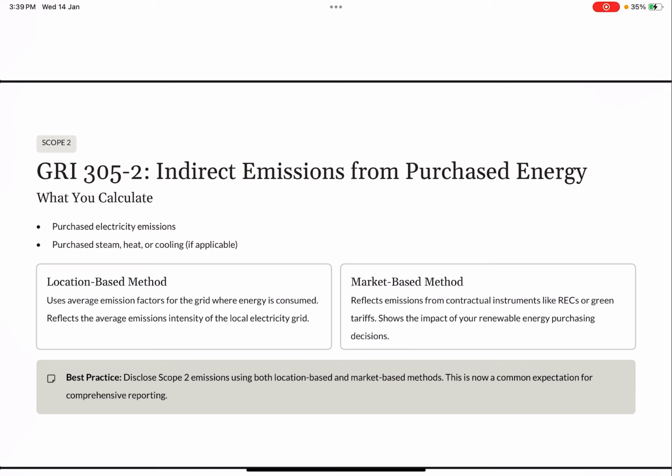The best practice is to disclose scope 2 emissions using both the location-based method and the market-based method. So location-based method means where the grid is located, and market-based method means it reflects the emissions from the contractual instruments like renewable energy certificates or green tariffs.